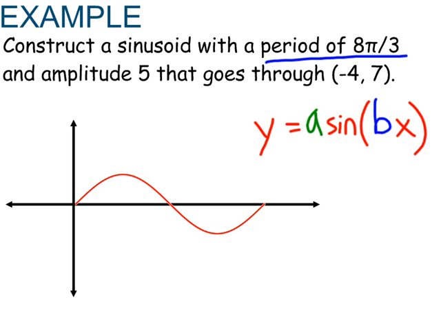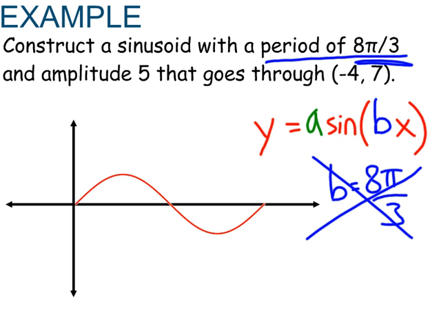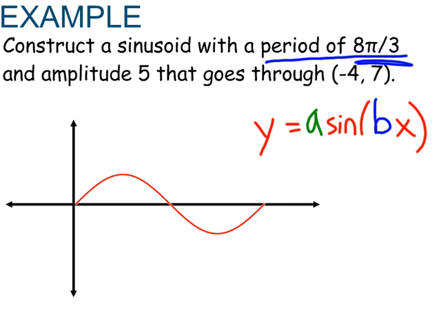Now let me just be very clear on something. A common mistake that students make is they say, oh, the period is 8 pi over 3, therefore B equals 8 pi over 3. Not true. B and the period are related, but they are not the same thing. So don't think that we just automatically say B is 8 pi over 3. That is not true. But let's think of what is true and what we already know.